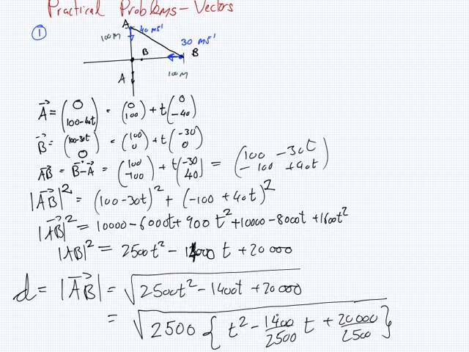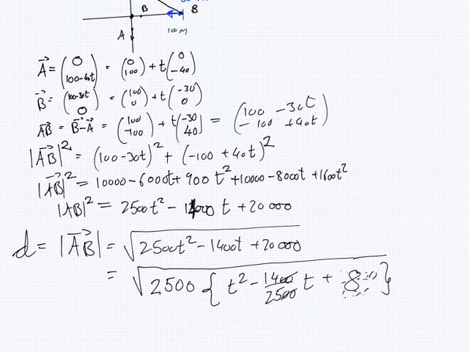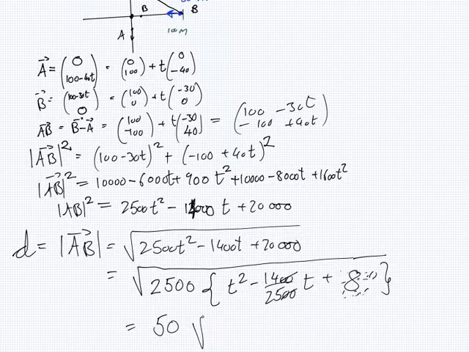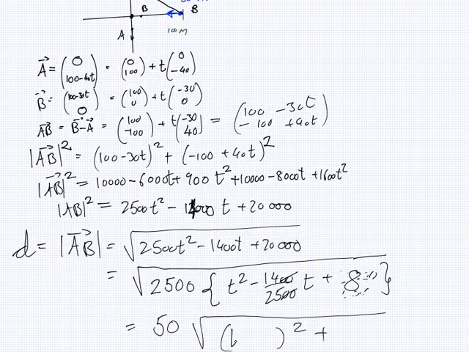14 over 25. And this one is, what's this one? 20,000 over 2,500. 8. That's nice. Do you remember how to complete the square? Square root 25, that would be 50. And then this is square root something squared plus something. So this is t minus a half of this, which is 7 over 25.